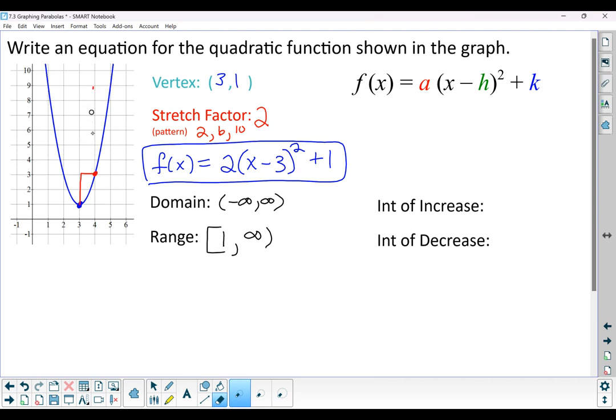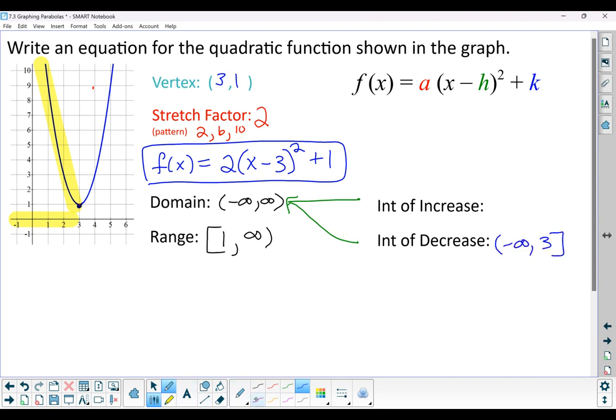Okay, so I want to review and get another chance to practice intervals of increase and decrease with this parabola. Remember, intervals of increase and decrease are related to domain. So we know the domain of this function is from negative infinity to positive infinity. We just need to break that up into, is the function increasing or decreasing on each part. So if you think about this graph from left to right, first side is a decrease. So from negative infinity over to that vertex of 3 is a decrease.